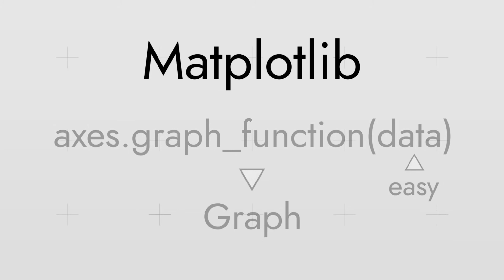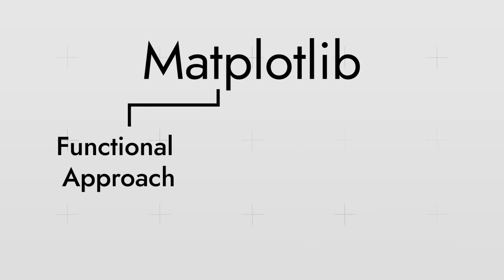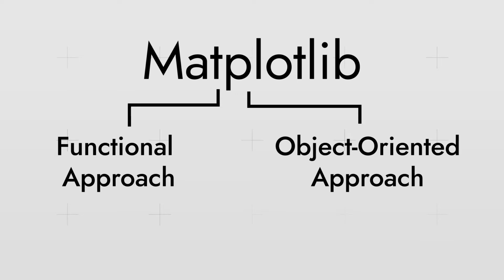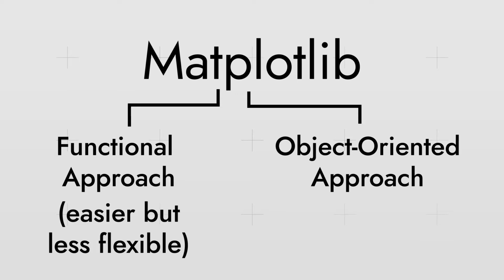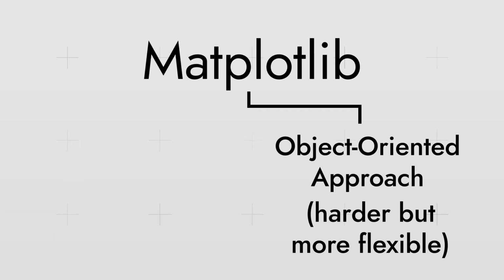Broadly speaking, there are two ways to create the graphs in Matplotlib: the functional approach and the object-oriented approach. The former one is a little bit faster and easier, but less flexible, and the latter one being more powerful, but needing a little bit more work. Since I will style the graph quite a bit, I will go for the object-oriented approach.